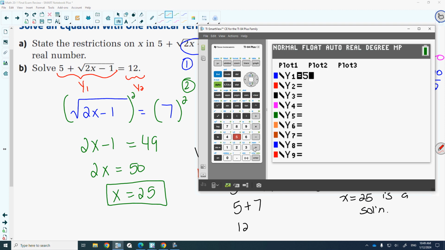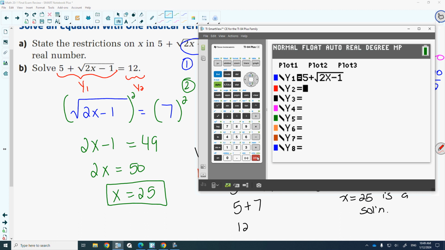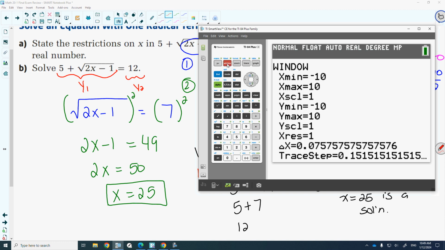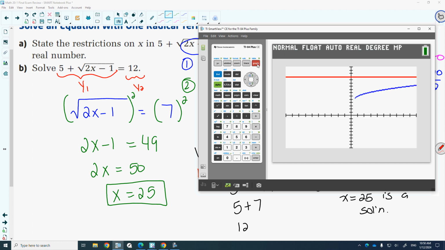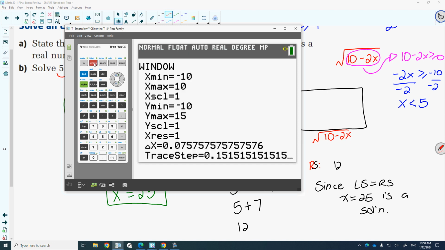In y1, 5 plus square root of 2x minus 1, and then 12. So window, hopefully many of you would see that you would adjust your y, so to 15. Some of you wouldn't see initially, you know, x could be an answer between 0 and 10. So a lot of you would just graph it from here. And then hopefully you'd say, okay, I know it's going to intersect way over here somewhere. Without knowing the answer, I would have probably said, okay, I'm going to change my x max to 50 is what I would have done. And I'm going to change my scale to 5 so it's not going up by ones.